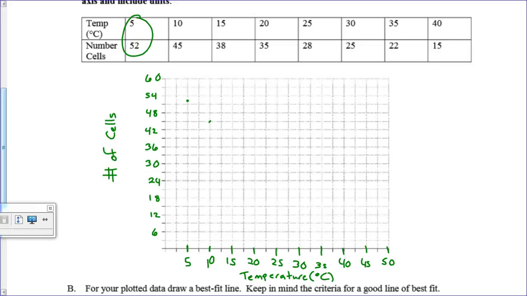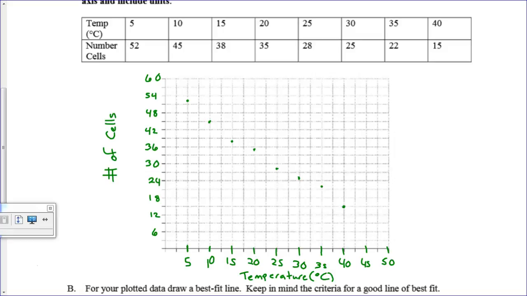All right, and there's that point. And so I'm going to go through and plot the rest of these points, and then I'll talk about the next step. All right, so there are all the data plotted, and the next thing that we need to do is draw a line of best fit.